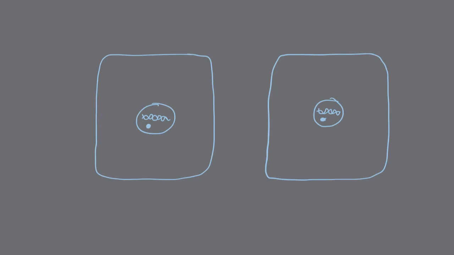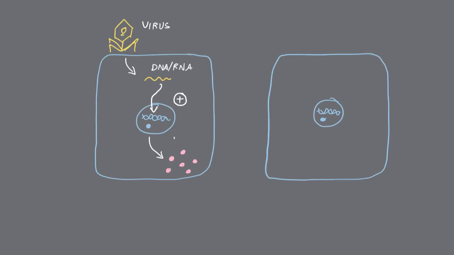So let's see how. We have two cells here. The cell on the left is being infected by a virus. The virus is shown in yellow. The virus does not enter the cell, but it introduces its genetic material. The genetic material could be either DNA or RNA. Once the genetic material enters, the cell responds by becoming activated and making a protein called interferon. Interferon is shown in pink. Once the interferon is made, it can now leave the cell via exocytosis and enter the neighboring cells.